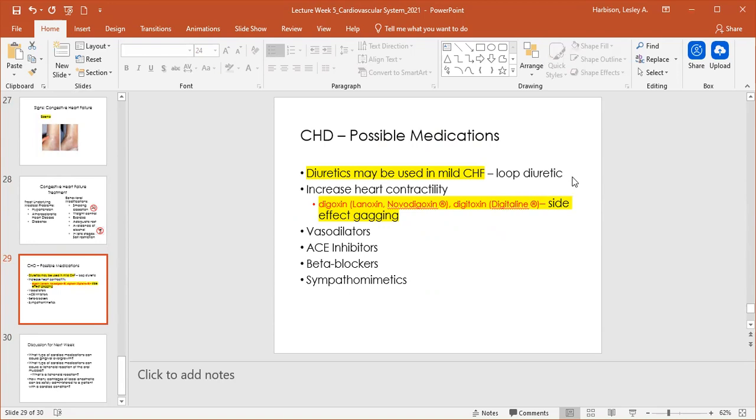One thing it does is it can cause GI upset and make patients feel extra gaggy. So if a patient takes digoxin, they may gag more easily, say when you're taking x-rays. That's really super important for you to know. Other possible medications: vasodilators, ACE inhibitors, beta blockers, and different sympathomimetic drugs.